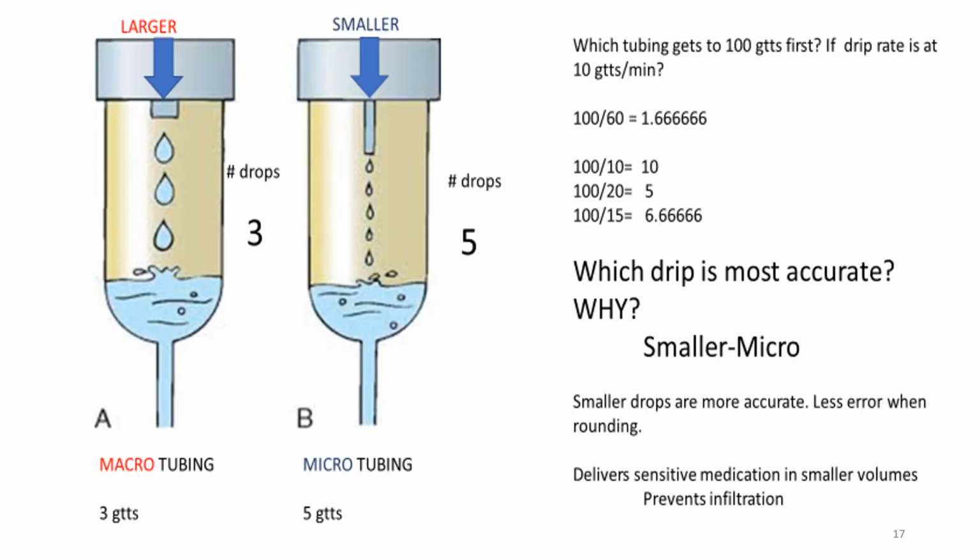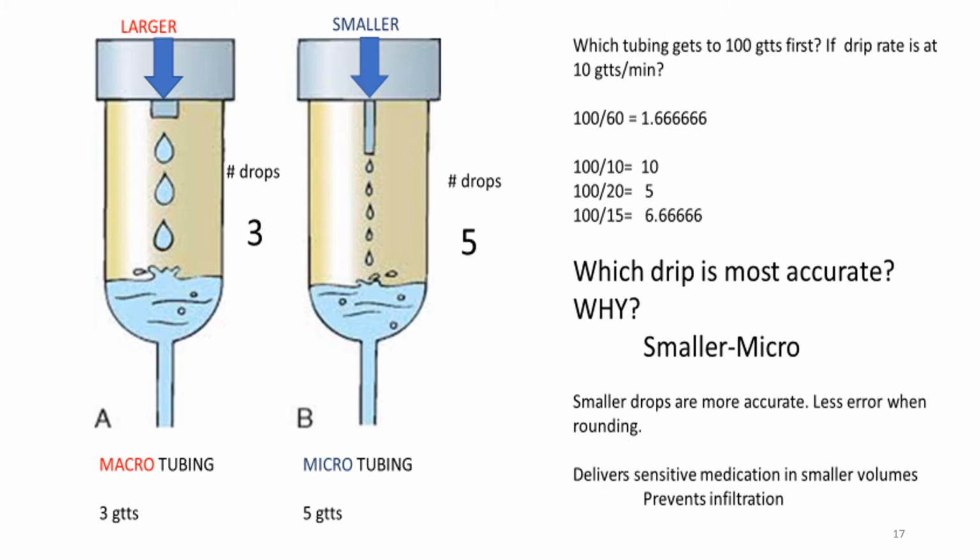I wanted to give you a visualization of macro versus micro. You can see in the macro tubing, the drops are larger, and that's because of the diameter of the tubing. 3 drops in a macro tube is more or less equal to 5 to 6 drops in a micro tubing. I've given you a couple of examples over here. Which is going to be the most accurate? It's going to be your micro tubing. That is why we use micro tubing specifically for children or medications where we want the most accurate dosing and the least amount of error.